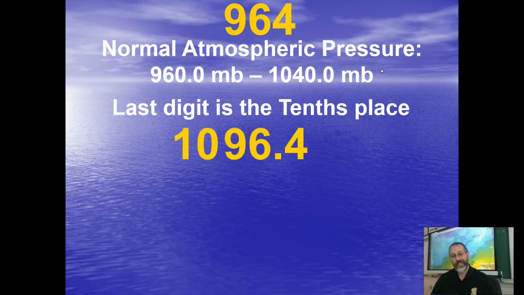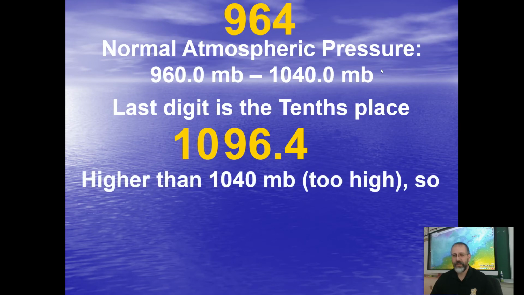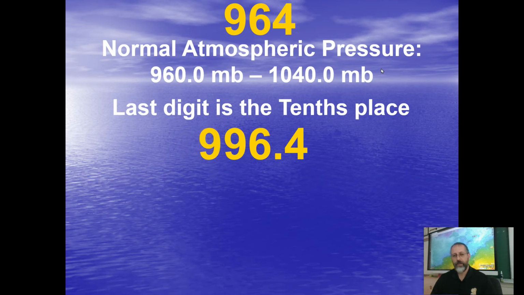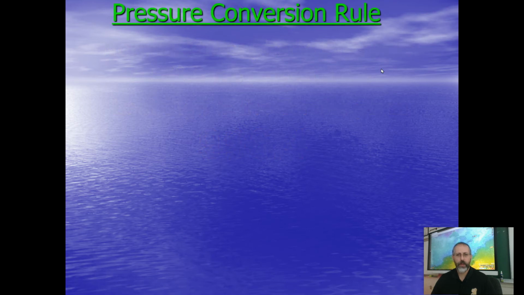Now, if we put a 10 on the front of it, because we're always going to add either a 9 or a 10, that would mean 1096.4. That'd be too big. It's not impossible on Earth, but it's really improbable. So that's higher than 1040, probably too high for any normal situation. So if you try a 9 on the front, 996.4, that's totally not abnormal weather at all. That'd be the way to go.